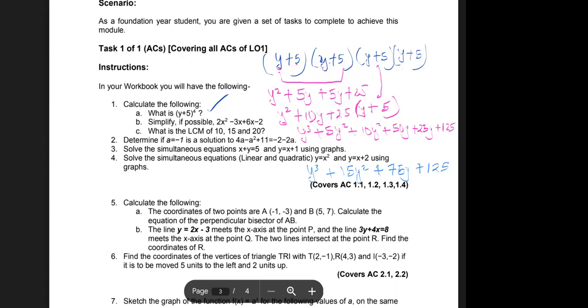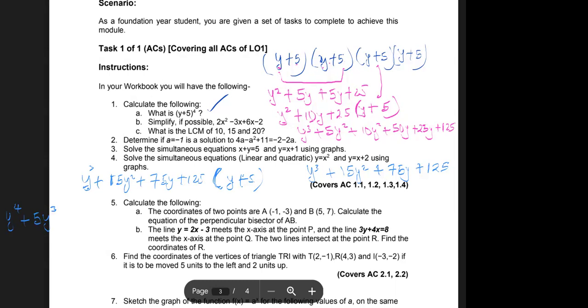Can you see? I've done the first three now. I now need to just multiply the other one with it. So you have y cubed plus 15y squared plus 75y plus 125. Multiply that by y plus 5. So you do this one again. y times y cubed gives you what? y to the power of 4. y cubed times 5 gives you what? 5y cubed.